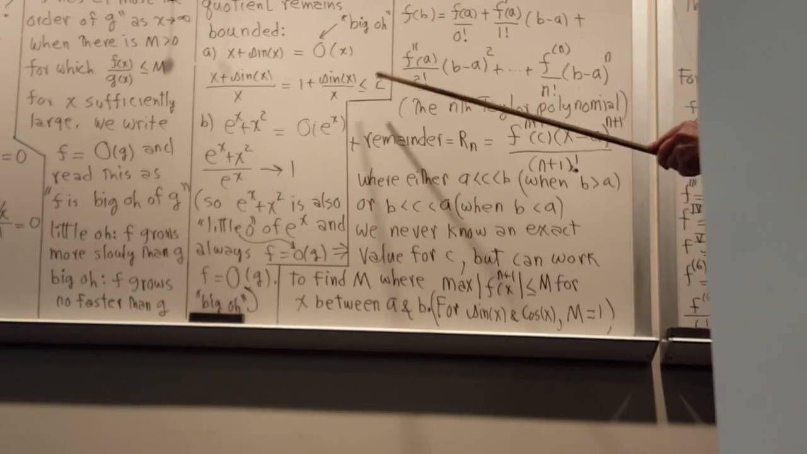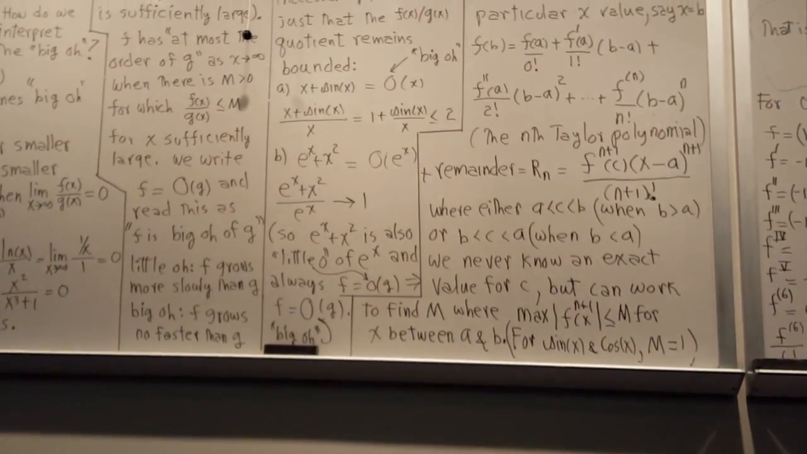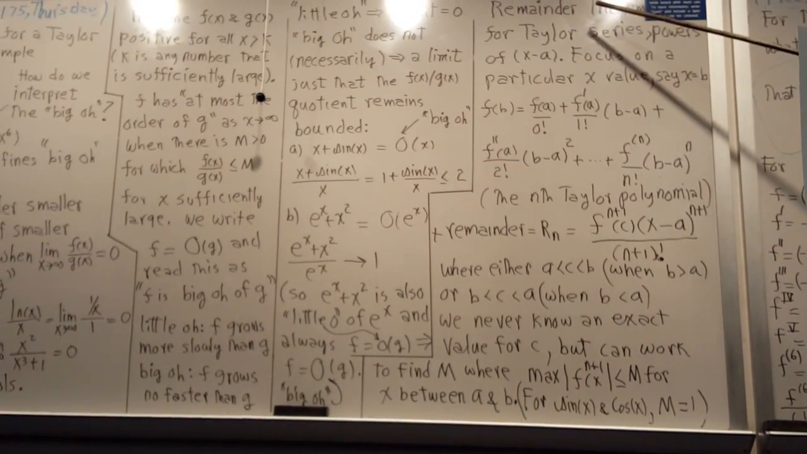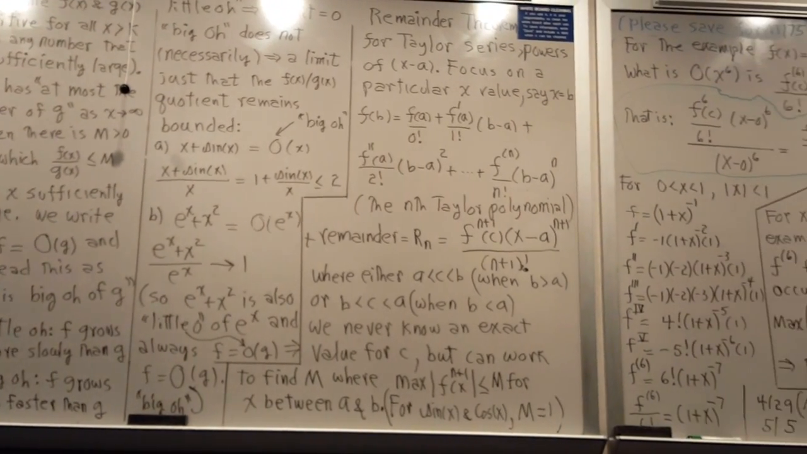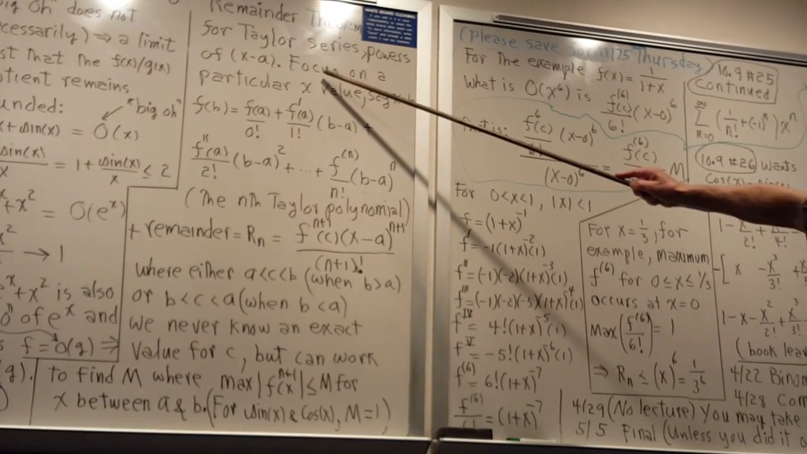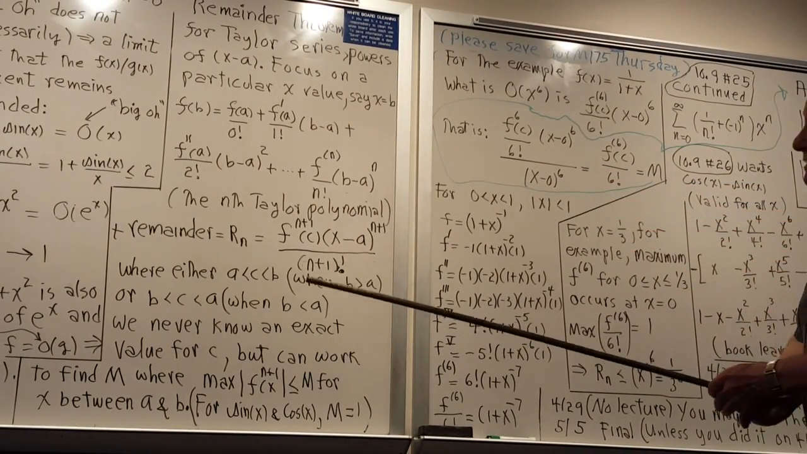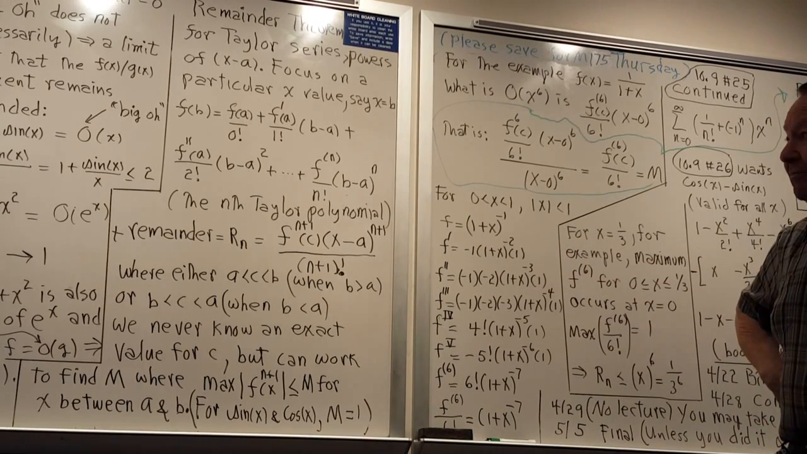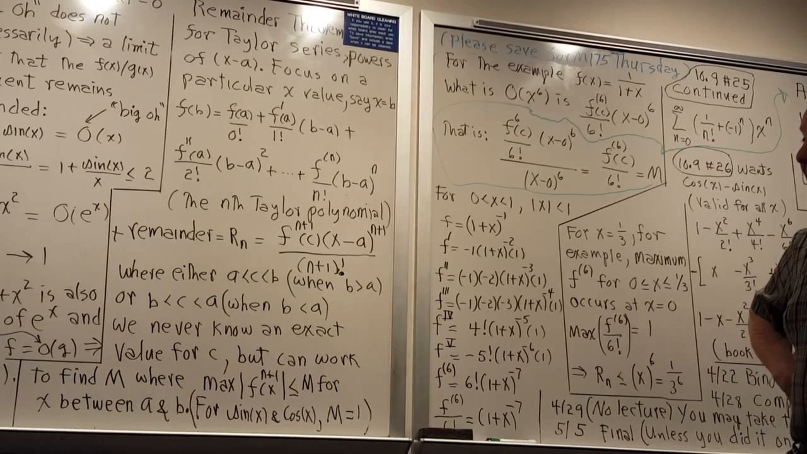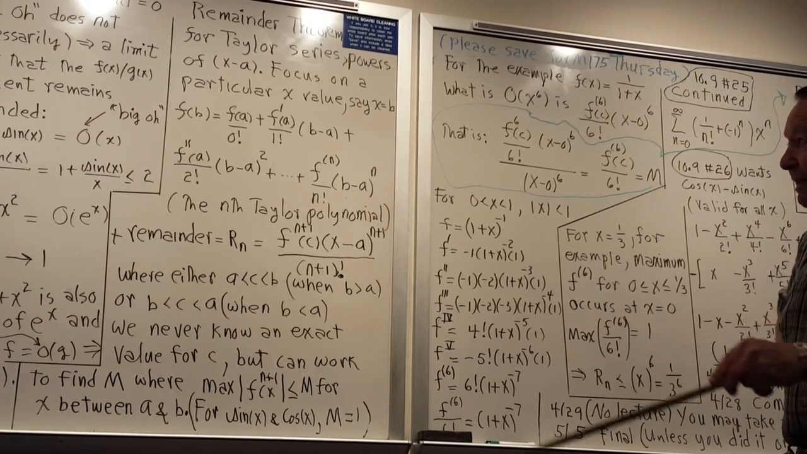Come back to our application of the big O idea. If you look at the remainder theorem for Taylor's series in powers of x minus a, then you focus on a particular x value, say x equals b, say that you want to compute your function by using a Taylor series at some value x equal b.